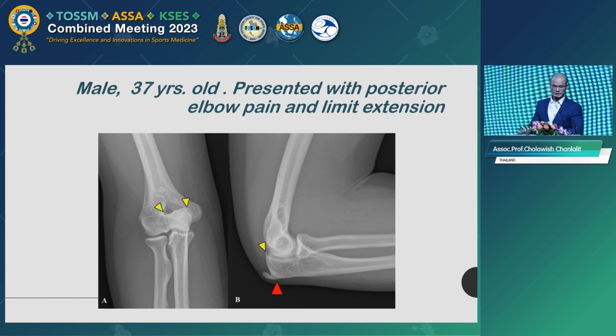So this is another case. This is a male, 37 years old, presenting with posterior elbow pain and limited extension. You see that he has two problems. One is an olecranon bone spur, and another is elbow extension loss because he has osteophytes. It's like a bony impingement.